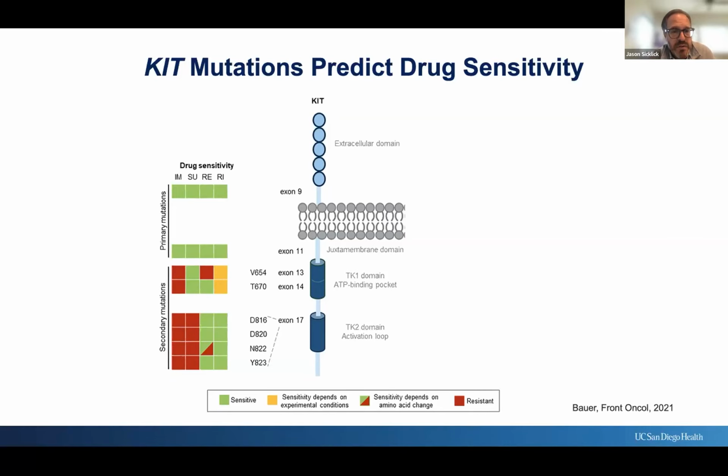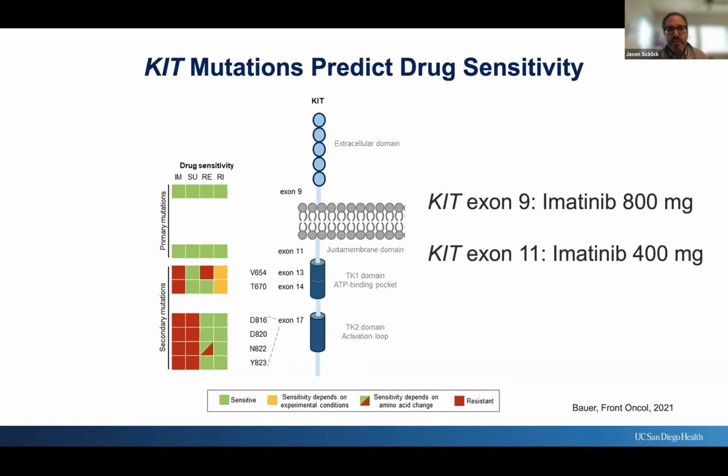And as we go farther down the line there, what you can start seeing is that the exon 17 mutations cause resistance to drugs like imatinib and sunitinib, versus we see some of the resistance with regorafenib and ripretinib creeping up mostly in the exon 13 and 14 space. So it's through this information that this knowledge of these mutations and which exons they arise in begins to form an additional biomarker within the KIT gene itself to provide us with additional knowledge.